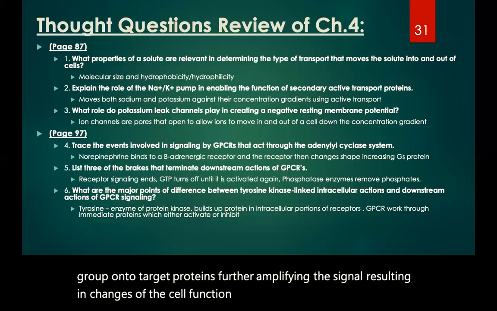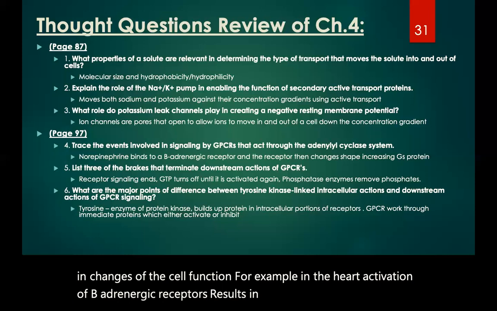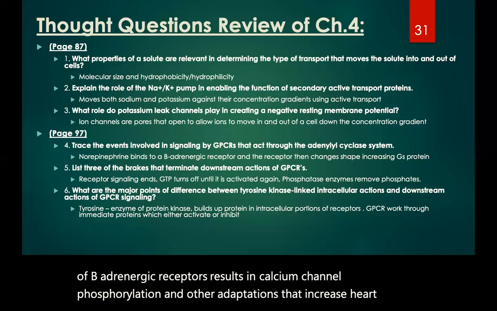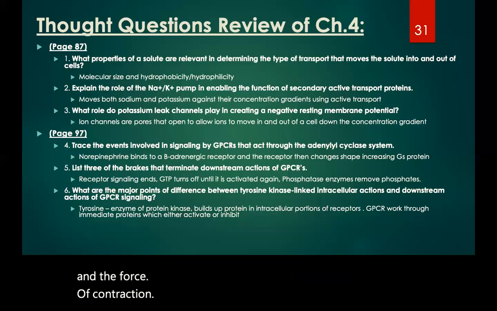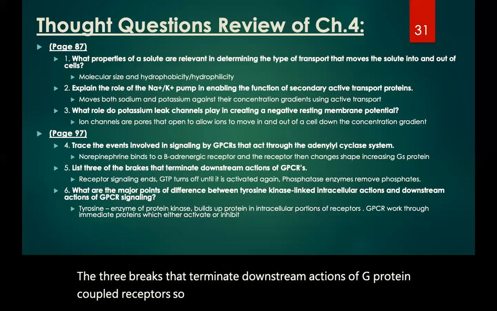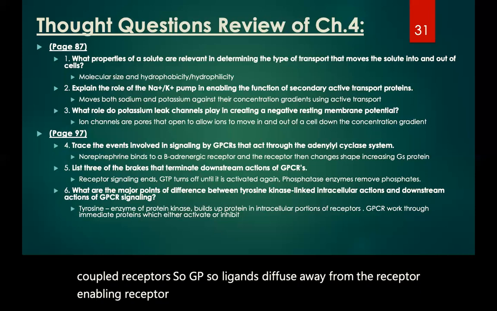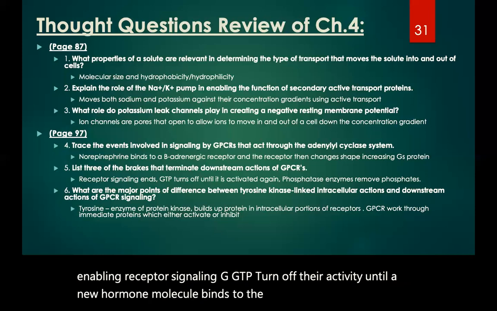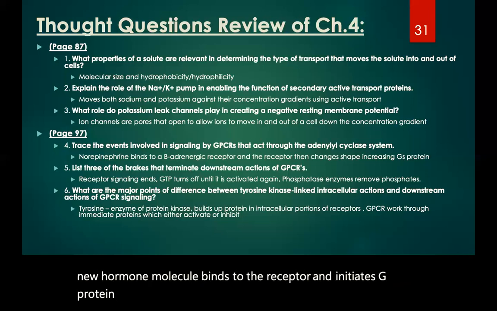For example, in the heart, activation of beta adrenergic receptors results in calcium channel phosphorylation and other adaptations that increase heart rate and the force of contraction. Okay, number 5, the breaks that terminate downstream actions of G protein coupled receptors, so GPCRs. So ligands diffuse away from the receptor, ending receptor signaling. GTP hydrolysis turns off their activity until a new hormone molecule binds to the receptor and initiates G protein activation again. Phosphatase enzymes remove phosphates added by protein kinases.